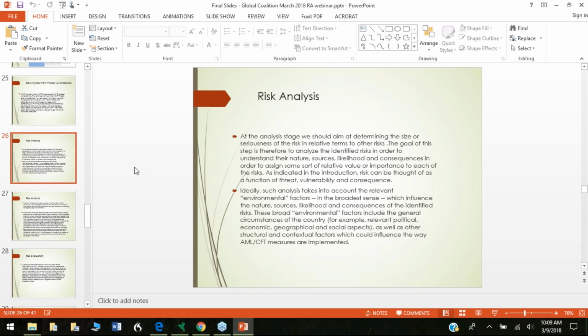In the next slide, we will go through the risk analysis, which is the next activity. After identifying your risk, you need to analyze your risk. The analysis stage should aim at determining the size and seriousness of the risk in relative terms to other risks. The goal of this step is to analyze the identified risks to understand their nature, their sources, their likelihood, and consequences in order to assign some sort of relative value or importance to each risk. We can move on to the next slide.